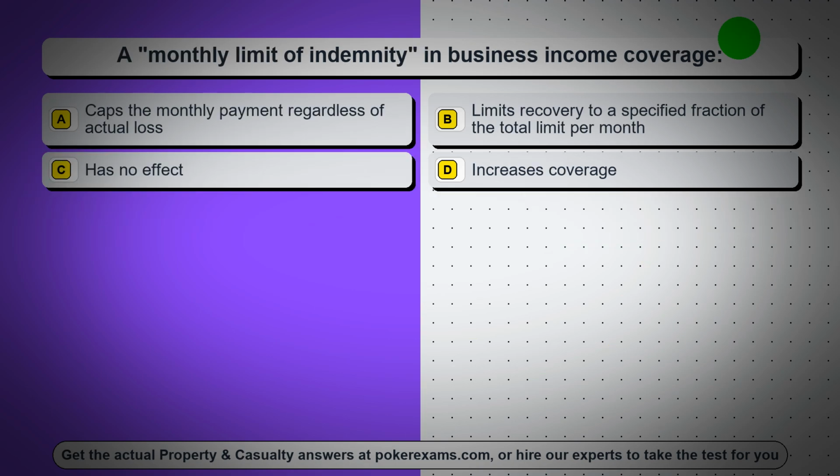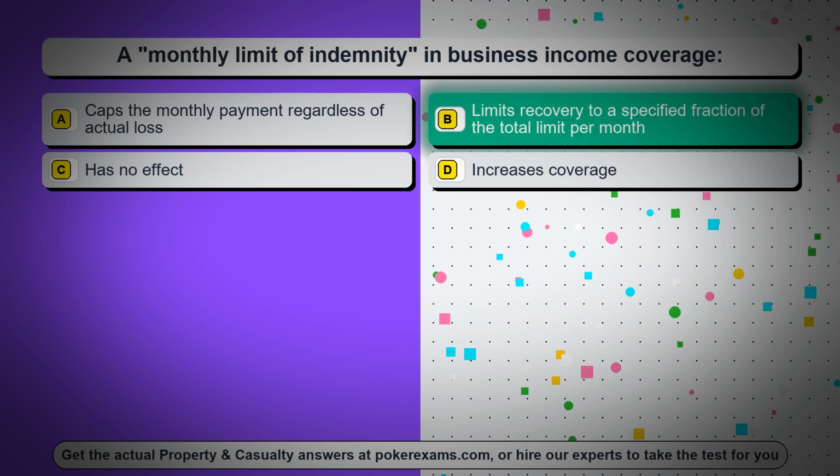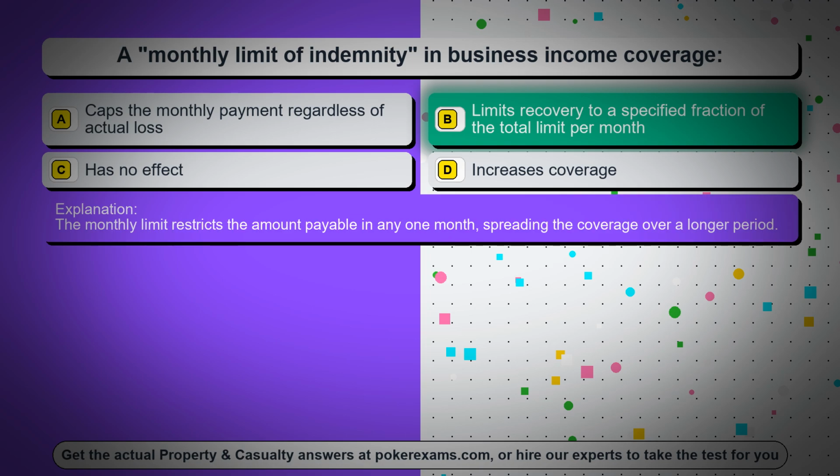Question 57. A monthly limit of indemnity in business income coverage. Option A, caps the monthly payment regardless of actual loss. Option B, limits recovery to a specified fraction of the total limit per month. Option C, has no effect. Option D, increases coverage. The correct answer is option B, limits recovery to a specified fraction of the total limit per month. The monthly limit restricts the amount payable in any one month, spreading the coverage over a longer period.